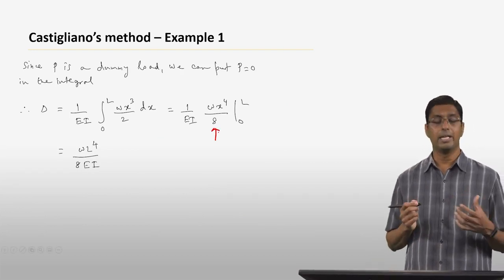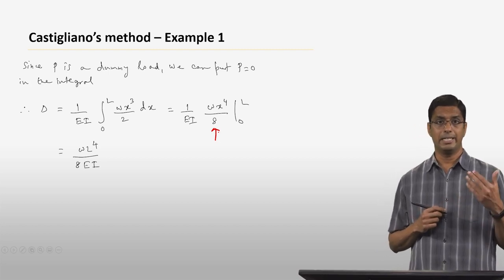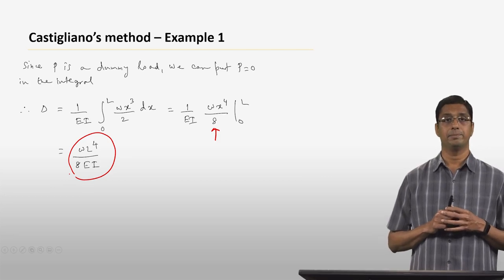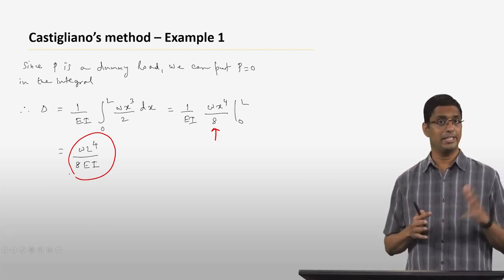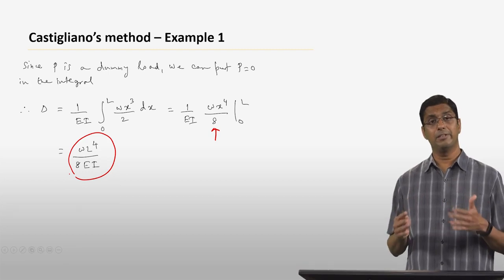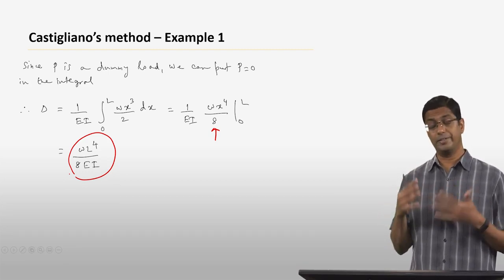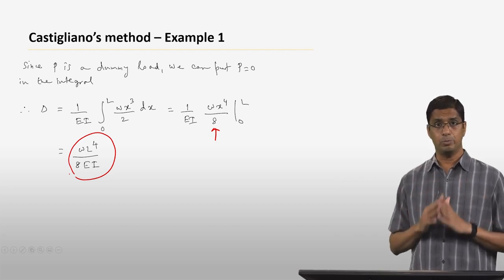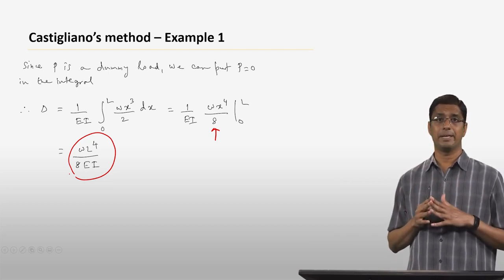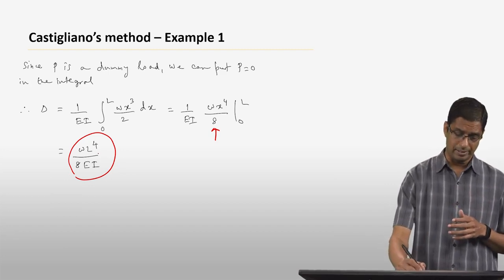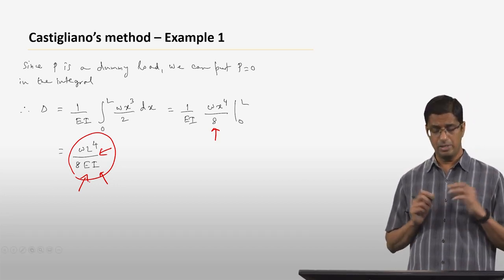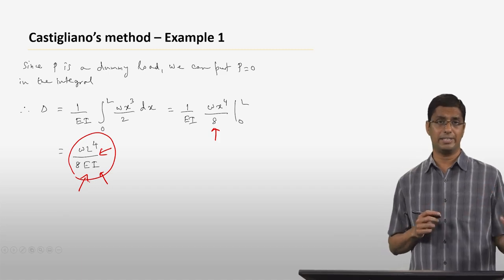So the delta is given by W L to the 4 divided by 8EI. If you look at this expression, there is no P, because P was a fictitious, dummy force that we assumed. The delta depends only on the actual load that is being applied, which is W. And of course, it depends on the length of the beam and the cross section and the material properties. But it doesn't have the P term. So this is how we find the deflection at a point.